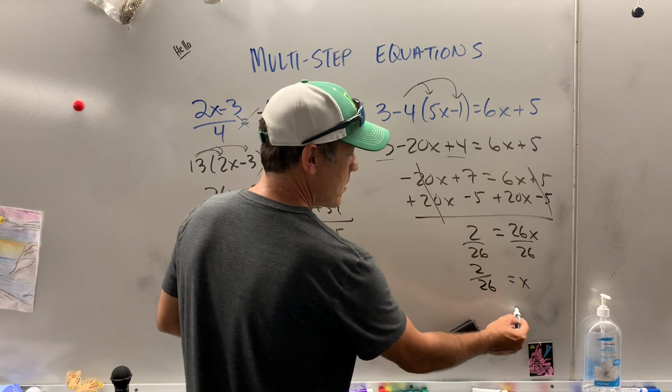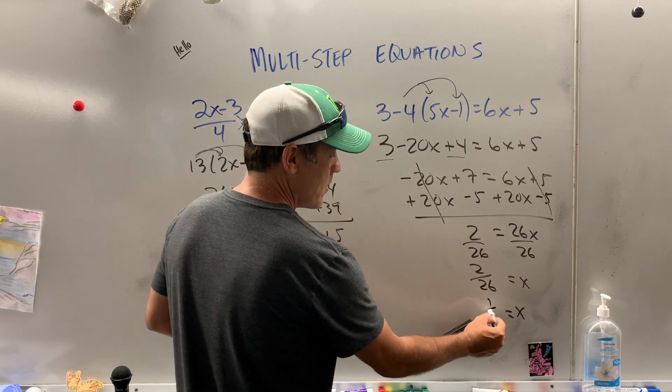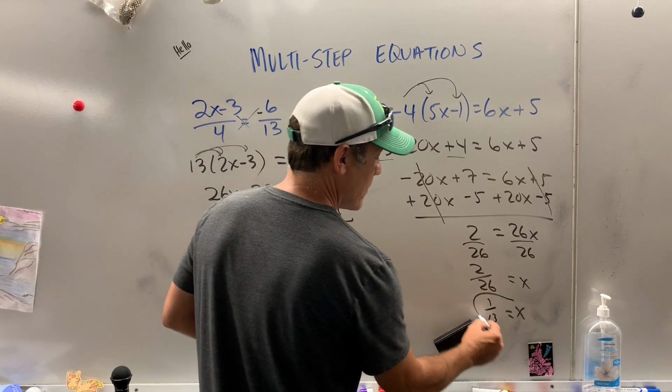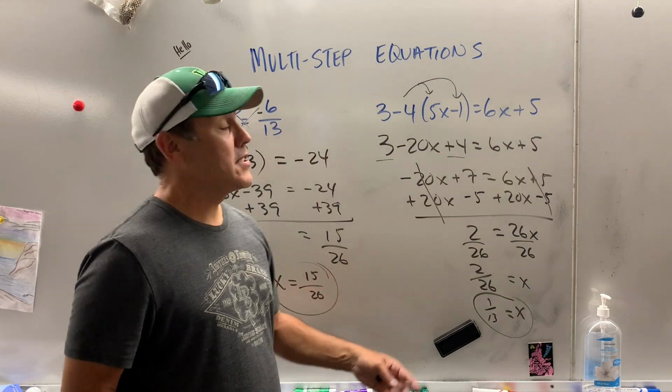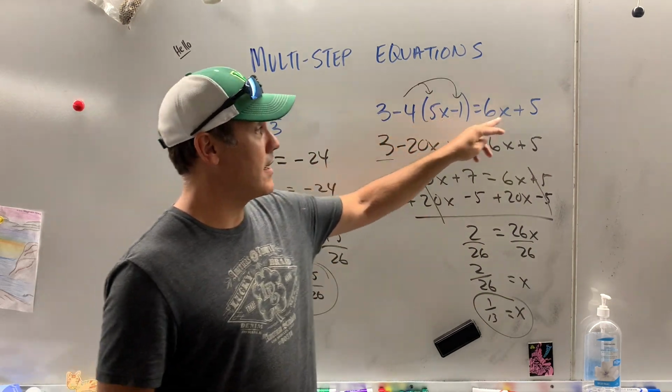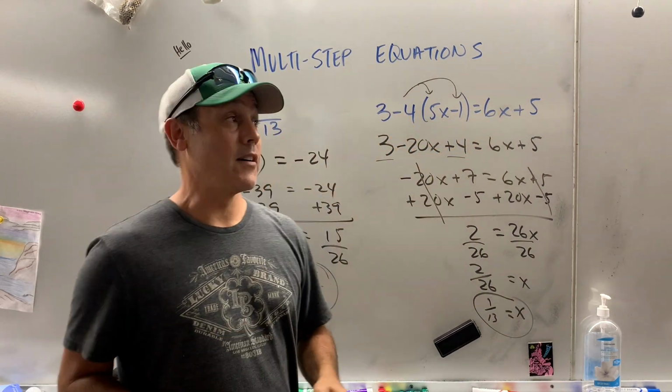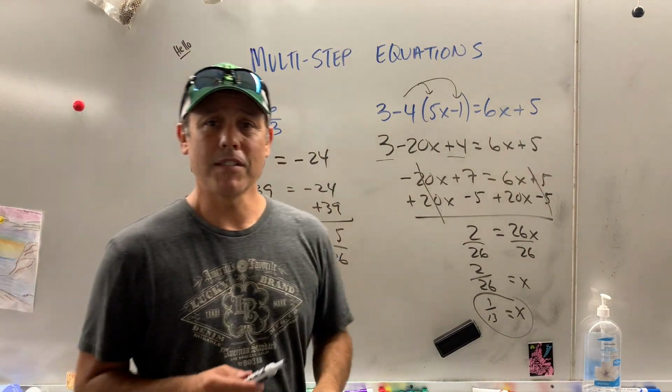That could reduce to 2 goes into 2 once, 1/13. And again, not a nice answer, but you could put it in here, put it in there, check it, it will check out. That is how we solve multi-step equations.